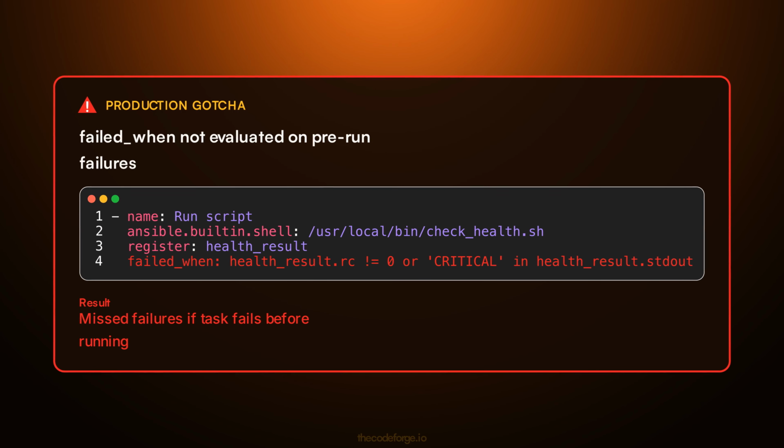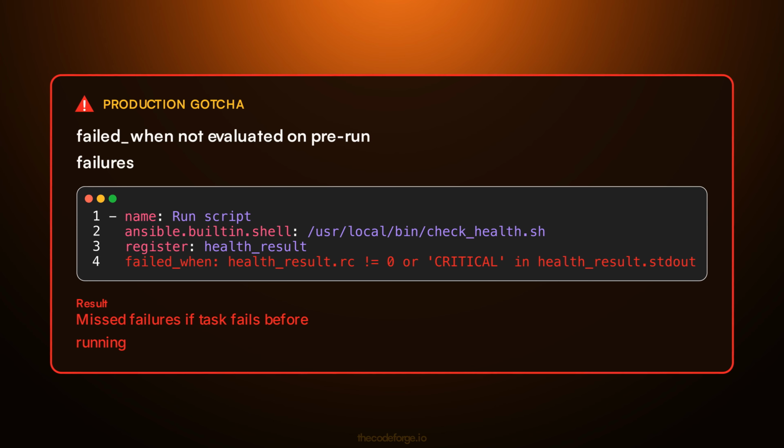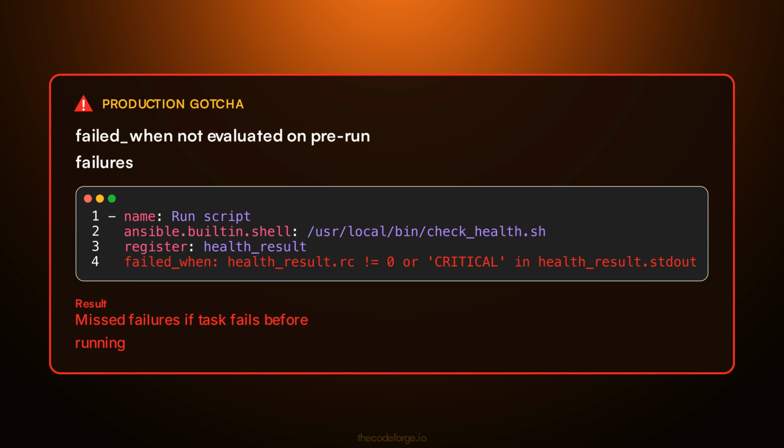A common gotcha: failed_when is evaluated after the task runs. If the task fails before running, e.g. invalid parameters, failed_when is not evaluated. Also, failed_when and ignore_errors interact. If both are set, ignore_errors takes precedence, but the task is still marked failed if failed_when is true, then ignored.